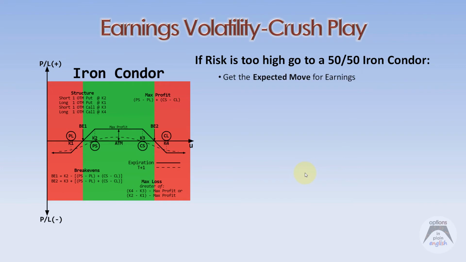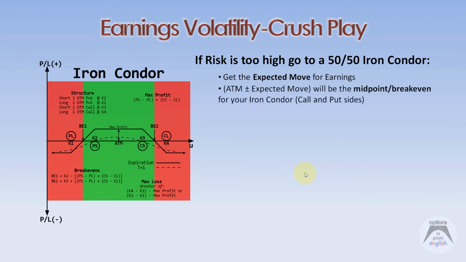So what are the steps to get this? Well, it's something similar. You get the expected move for earnings, which is on our platform. It's already there. We need to calculate it. Now, the at the money plus and minus the expected move will be the midpoint or the break even for your Iron Condor on both the call and the put side. So it's going to be somewhat symmetrical.